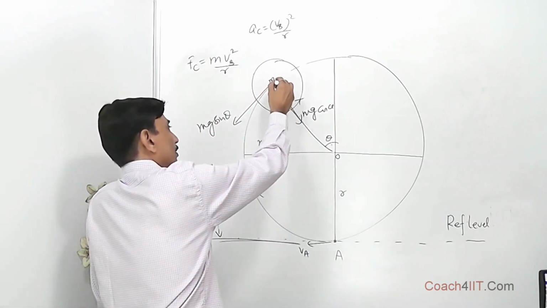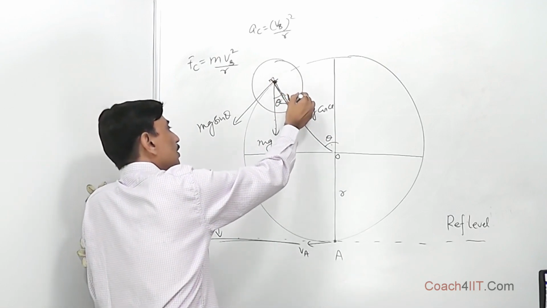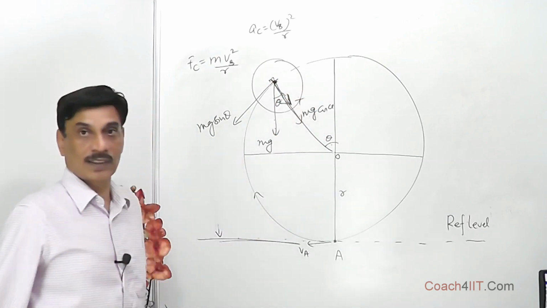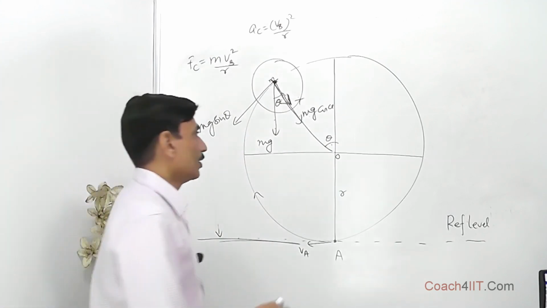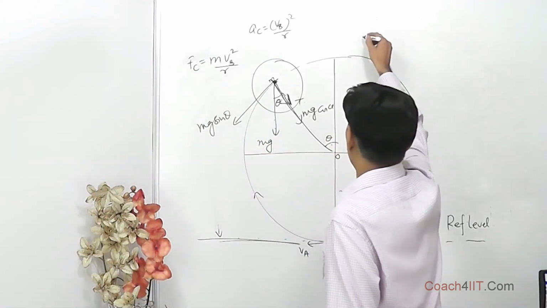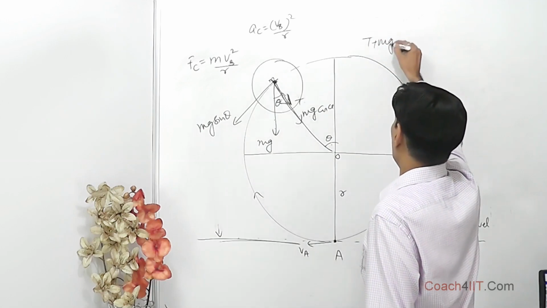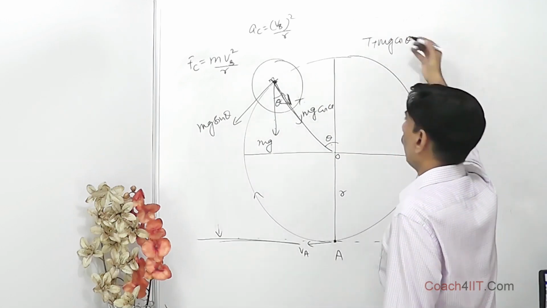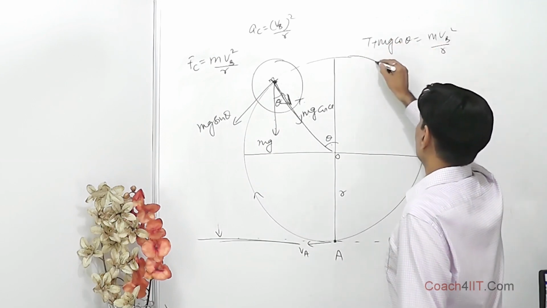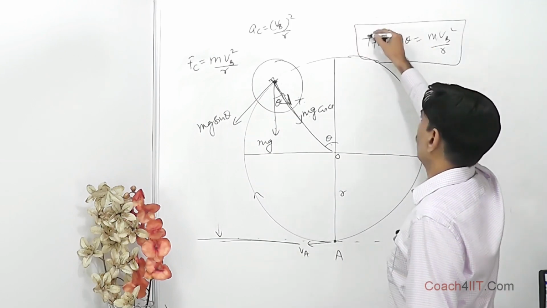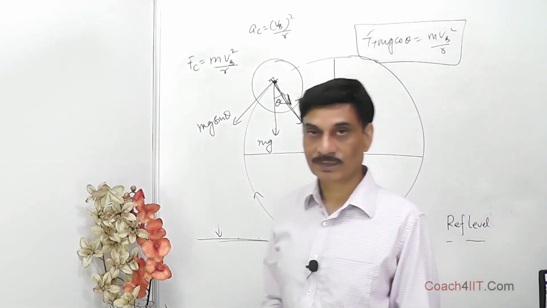Now along the radius there are two forces. T is there, mg cos theta is also there, and both of them are helping each other, that is, they are towards the center. So this and this component, T plus mg cos theta, meet the requirement. The requirement is what? mv square upon R. They will meet the requirement, and from here you can find the value of tension.